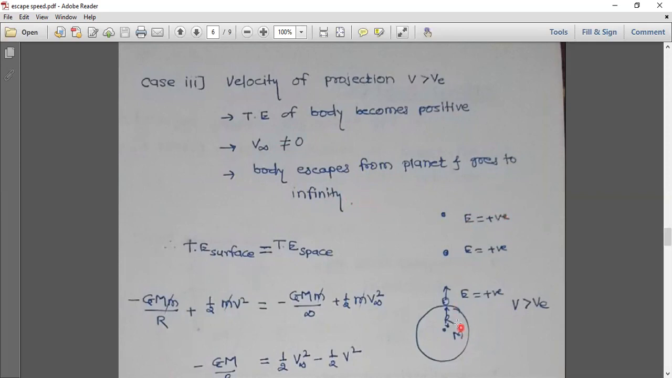So see here again a planet whose mass is M, radius is R, and here v is positive, and the projection velocity is greater than escape speed. So total energy at the surface is equal to total energy in space. So −GMm/R + (1/2)mv² = −GMm/∞ + (1/2)mv_∞². Clear? It's just gravitational potential energy plus kinetic energy at the surface is equal to gravitational potential energy at infinity plus kinetic energy at infinity.